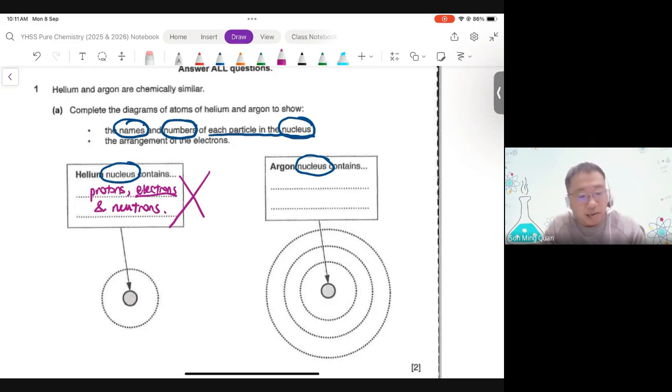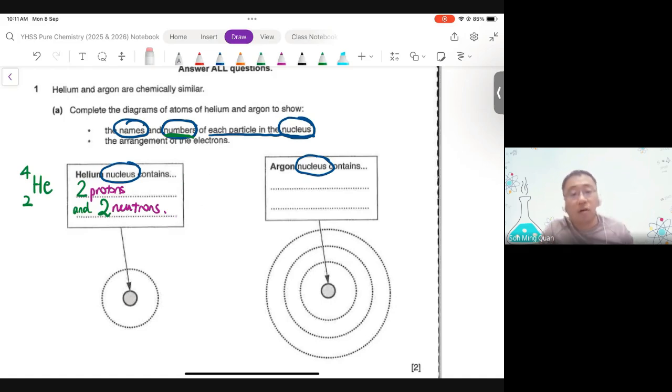Next, some students were like, never mind lah. Let's just not write electron. Protons and neutrons. Still wrong. It's still wrong because you're lacking the number. You need not just the name, you need the number. Helium nucleus contains 2 protons and 2 neutrons. Because you know that helium is this. You go to the periodic table, you search for helium. It's 4-2. 4-2 means 2 protons and 2 neutrons.